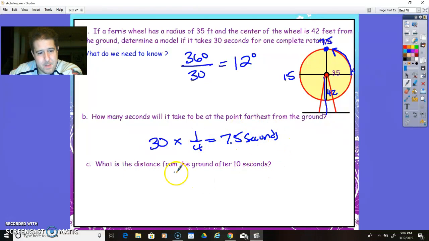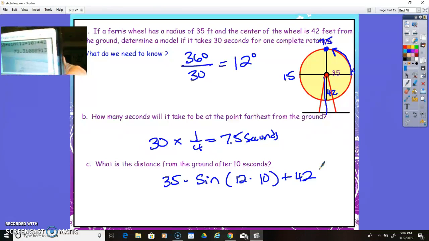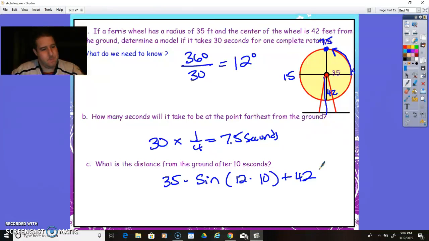What is the distance from the ground after 10 seconds? So now we can use our formula. We already came up with the formula on the last page. So it's going to be radius times sine of degrees per second, which is 12, multiplied by 10 seconds, plus the center height, which is 42. All you've got to do is put that in the calculator and press enter, and you've got your answer. 35 times sine of 12 times 10, plus the 42. And there you can see how I put it in, and you can see what I got as the answer. So it looks like it has a height of 72.3.